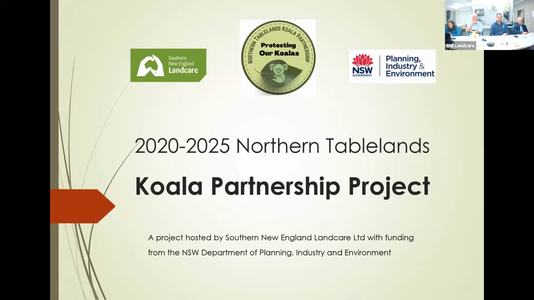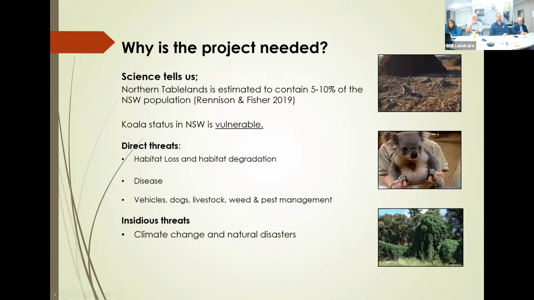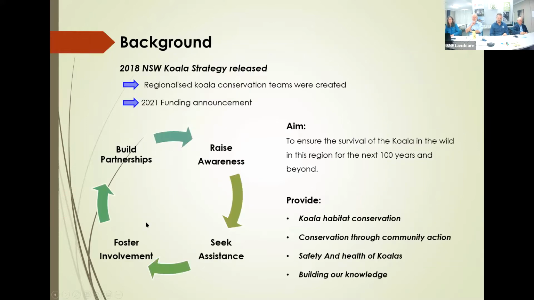Underneath this strategy, there are four pillars of the project, which include koala habitat conservation on public and private lands, including new reserves. Conservation through community action, in other words, engaging the community to be involved in koala conservation. The safety and health of koalas, which involves investing in resources and koala care networks. And the fourth one being building on our knowledge, monitoring and research programs to build a koala habitat information base.